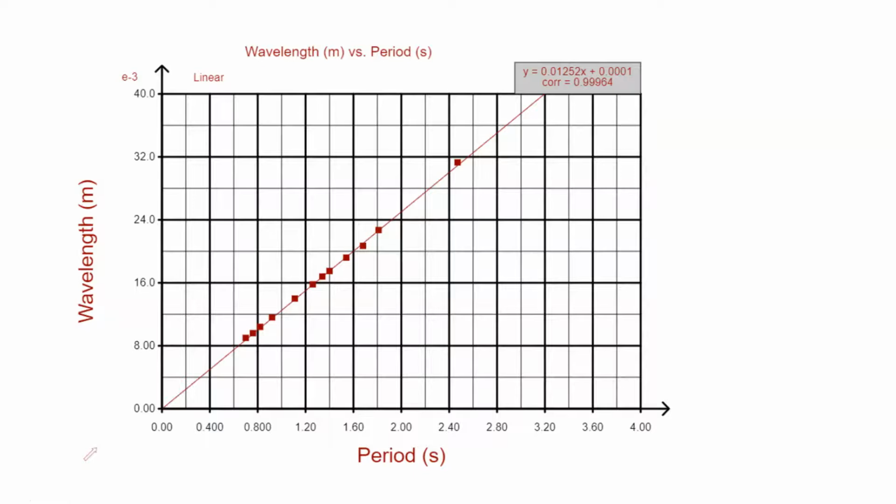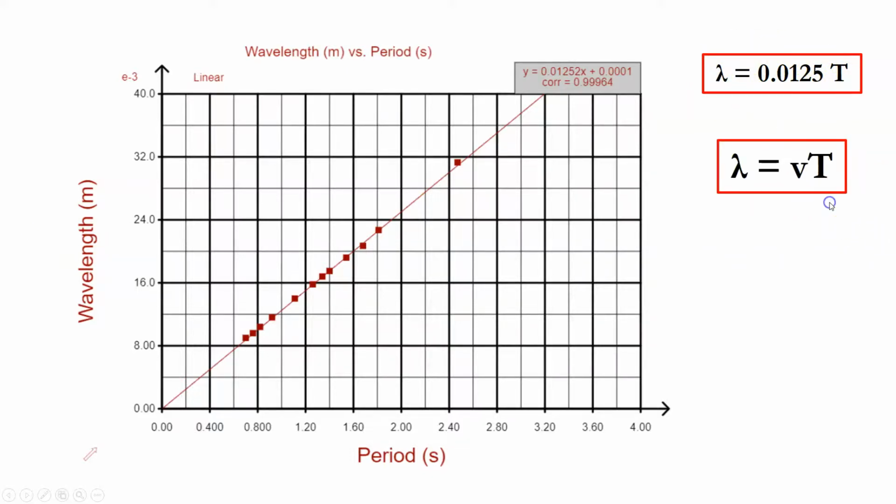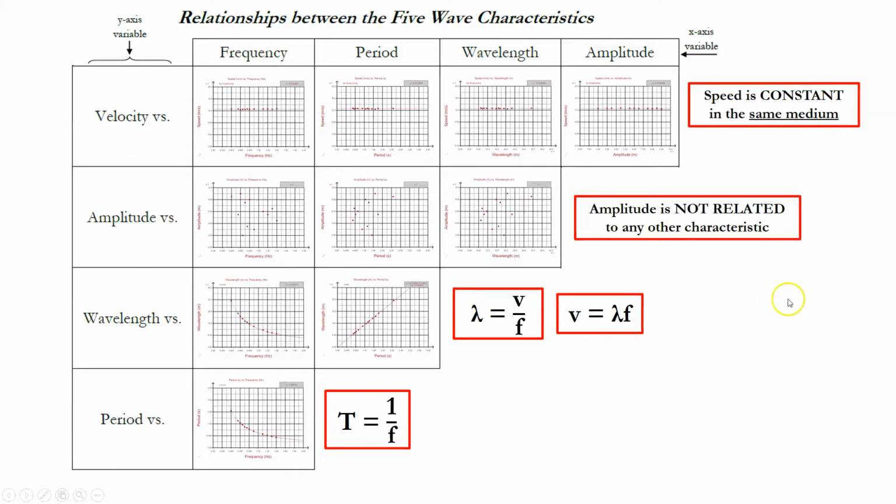Now with wavelength versus period, this was a perfectly linear relationship. We would even call it proportional because it has no intercept here. So the intercept is effectively 0. So now we're getting an equation where we actually put in the physical variables, wavelength and period, and it looks like it's linear. Not surprising that this number pops up again. It's 0.0125, and wavelength equals v times period.